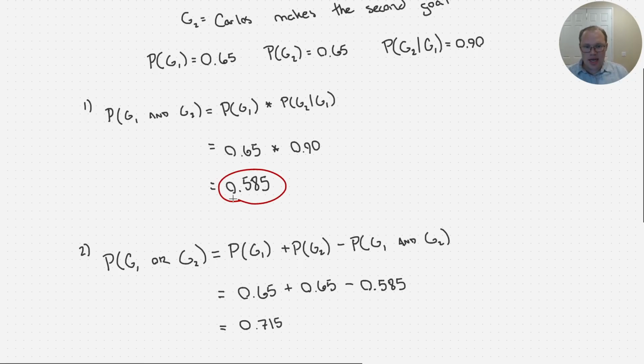It makes sense that it's higher than this, right? This is he makes both goals. This is the probability that Carlos makes at least one. So this probability will always be at least as high as this one, because all you need to happen here is one of these two things has to happen. It's okay if both happen, but only one of them has to happen in order for us to be satisfied here. So the probability that Carlos makes one of the two goals is 71.5%.